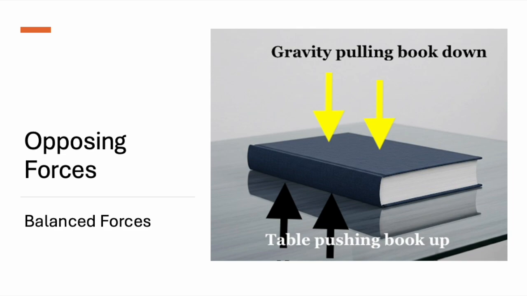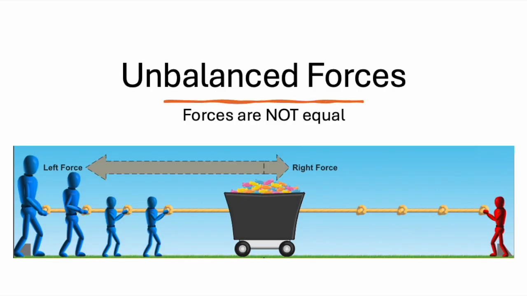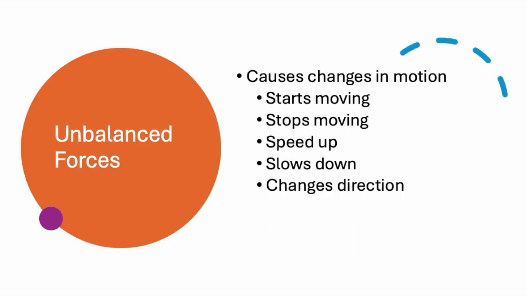Now, what if one team in the tug-of-war pulls harder than the other team? The rope moves in the direction of the stronger pull. That's because the forces are unbalanced. Unbalanced forces are when one force is stronger than the opposite force. Unbalanced forces cause a change in motion.